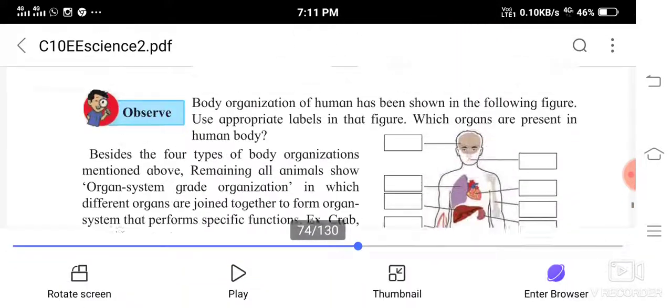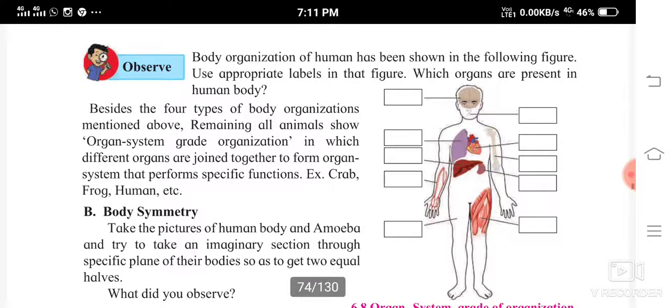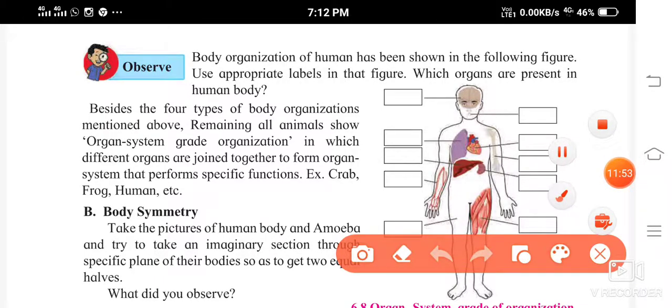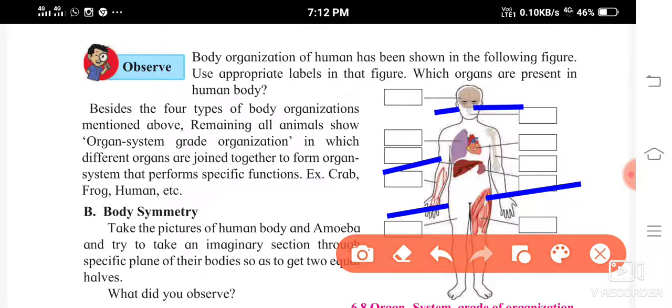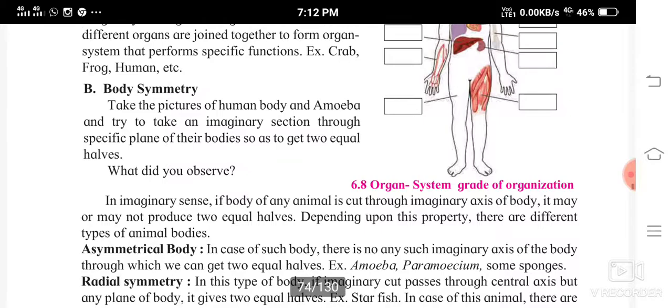Now see, when you cut on a specific plane, just an imaginary section, just imagine that you are cutting, then you are going to observe whether you get two equal halves. Whatever is present on the left hand side, whether it is present on the right side also. So in human beings, you can see eyes, this side also, hands are there, this side also, legs are there. Then lungs are there, right? But all the organs are not there.